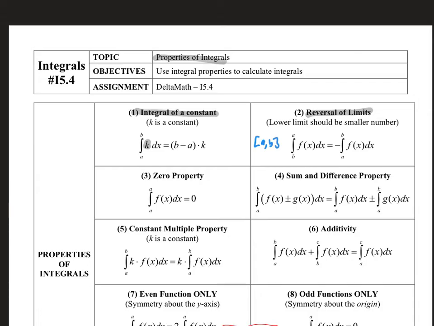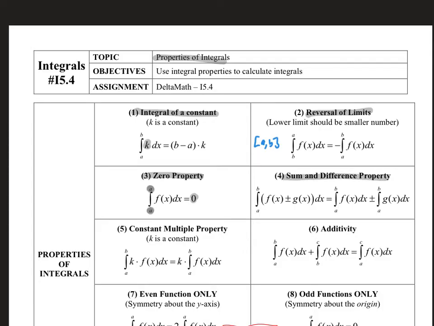The third property is my personal favorite because it is so simple. It's called the zero property. This is for when your limits begin and end at the same number. And if you think about it, it makes perfect sense. If you begin and end an interval at the same number, then you will have generated no area, and therefore your answer is 0. Property number 4 is called the sum and difference property.